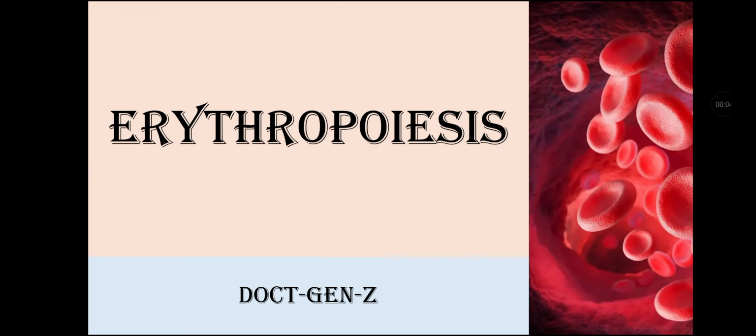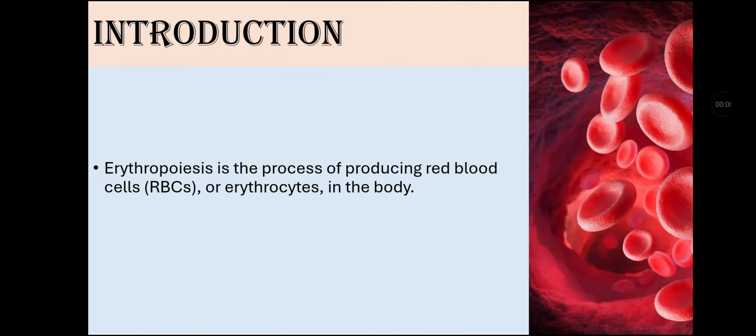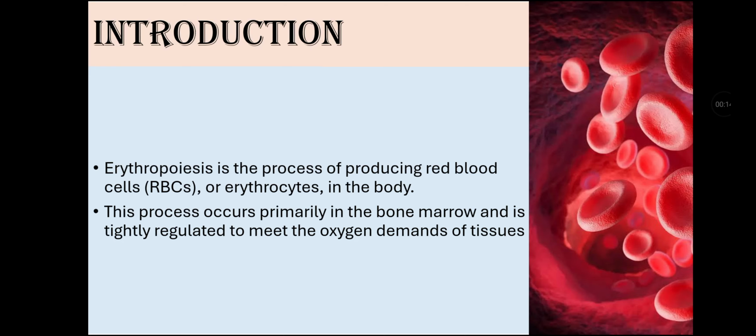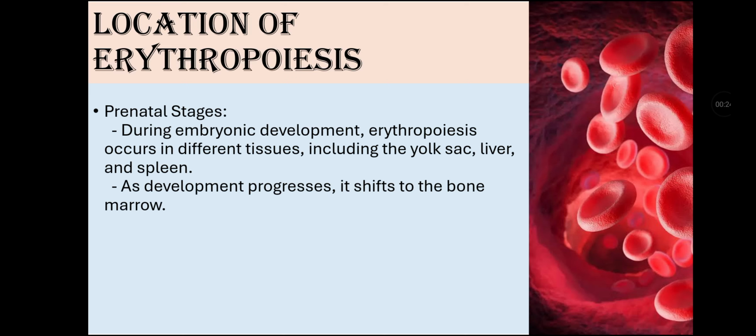Today we are going to talk about erythropoiesis. We will start our topic with introduction. Erythropoiesis is the process of producing red blood cells or erythrocytes in the body. This process occurs primarily in the bone marrow and is tightly regulated to meet the oxygen demands of tissue.